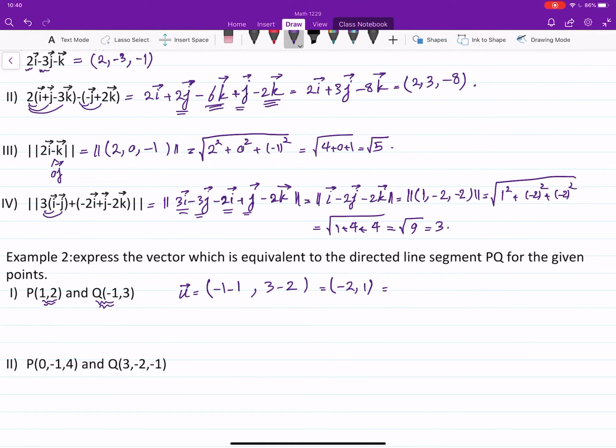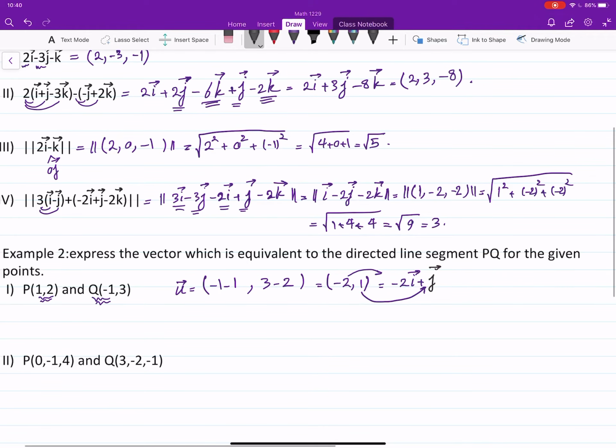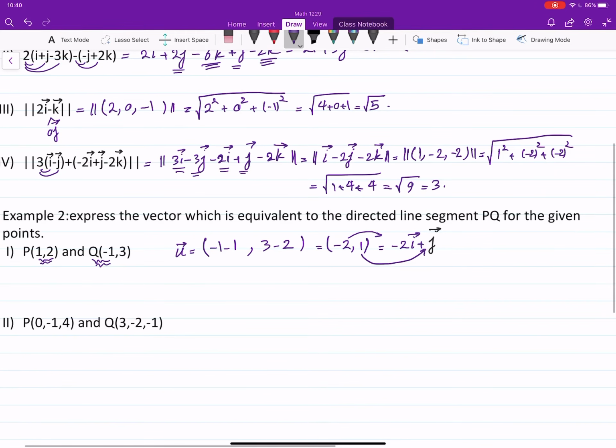And when you have this, you know how to write it in IJK notation. The first component is going to be the coefficient of I. The second component is going to be the coefficient of K. Sorry, in this case, J, not K. Just J. When we work with vectors in R2, we only have I and J. The first component will go to the coefficient of I. The second component will go to the coefficient of J.